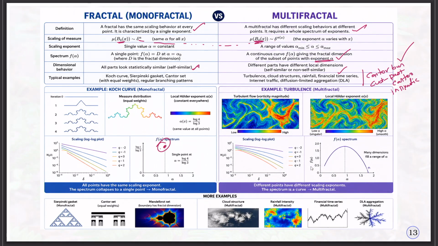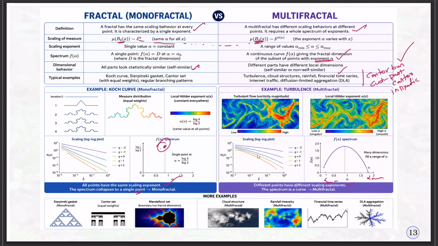In the case where we get the spectrum, many dimensions fill a range, from alpha min to alpha max. If all points have the same scaling exponent, the spectrum collapses to a single point. This is the monofractal. If different points have different scaling exponents, the spectrum is a curve, that means we will get a curve like this one, the multifractal.